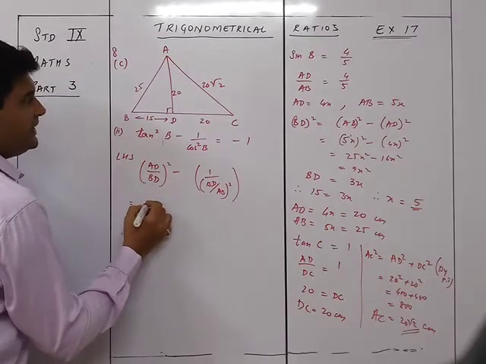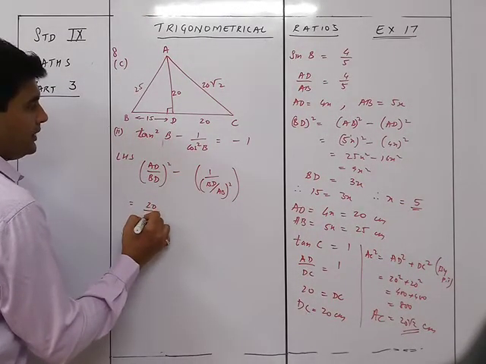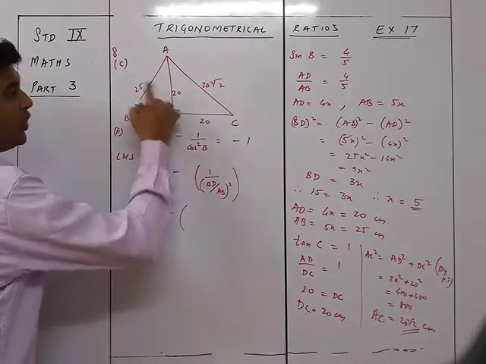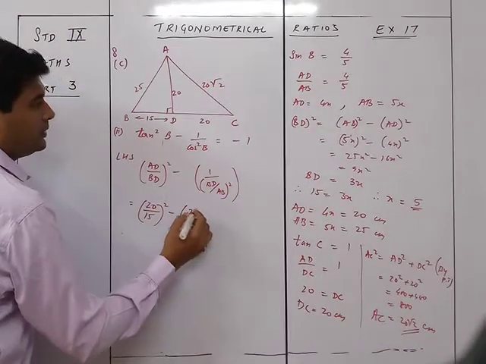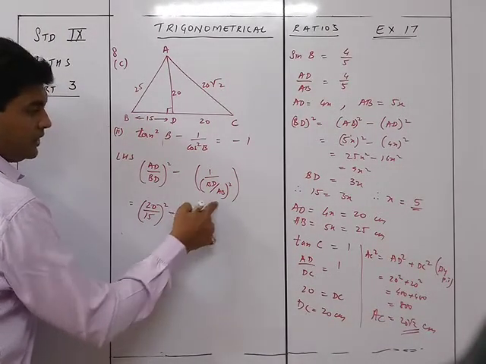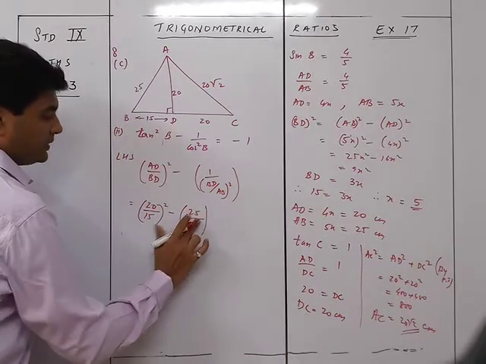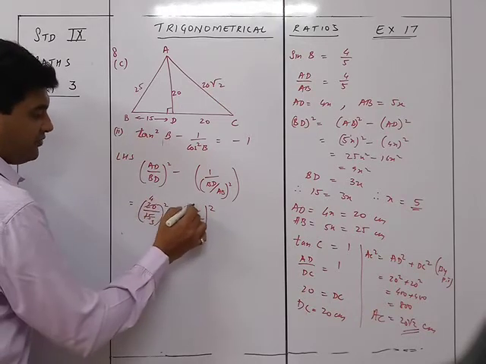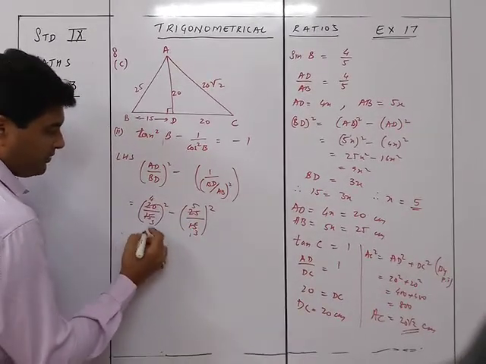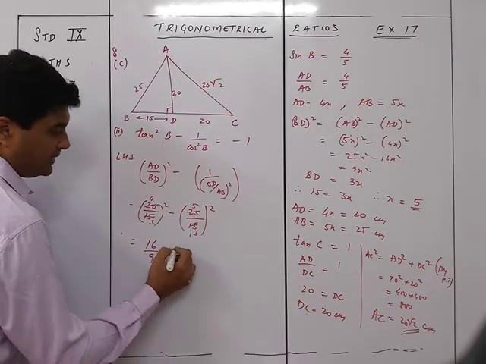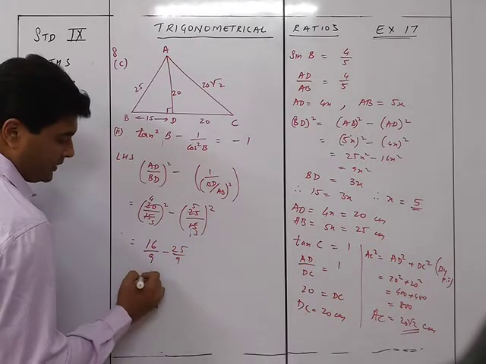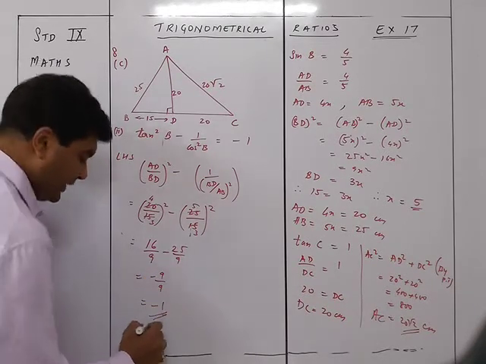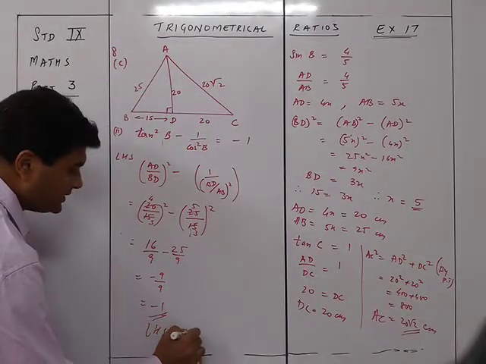So that is nothing but AD is 20 upon 15 the whole square minus this will be AB, so 25 the whole square upon BD is 15 the whole square. So that is this way. The cancellations: 4s are 5, 3s are 5, 5s are 5, 3s are. So that will be giving me 16 upon 9 minus 25 upon 9. That will be minus 9 upon 9 is equals to minus 1. So LHS is equals to RHS.